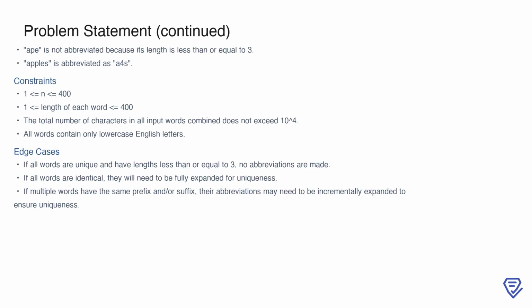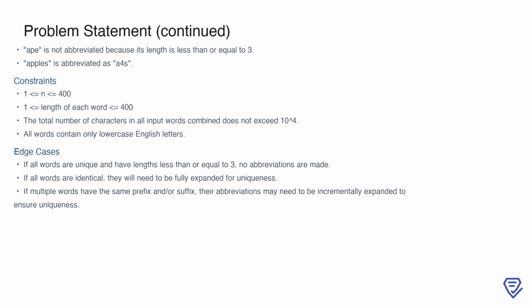Now consider another example where the input words are apple, apply, ape, and apples. Here, the output abbreviations are A3E, AP3Y, ape, and A4S. The word apple is abbreviated as A3E, and apply becomes AP3Y to ensure uniqueness. The word ape is not abbreviated because its length is 3 or less. Finally, apples is abbreviated as A4S.